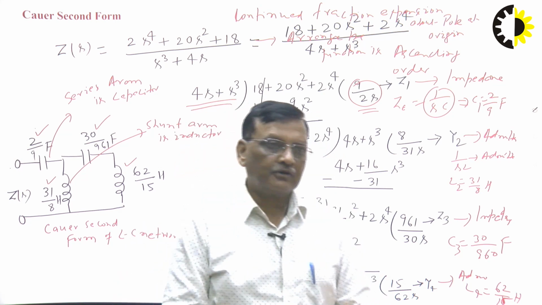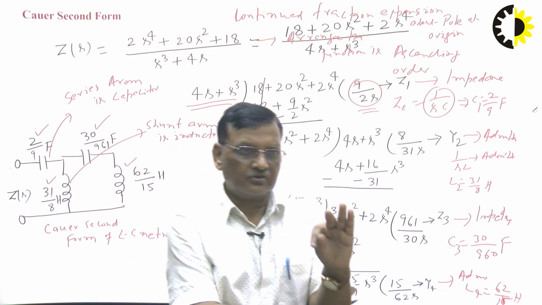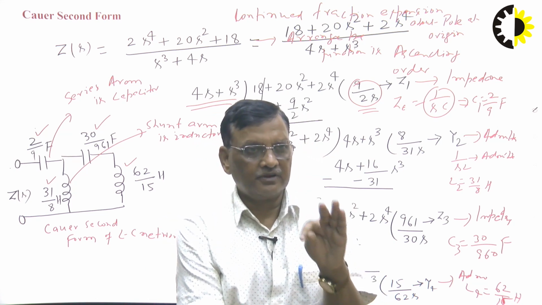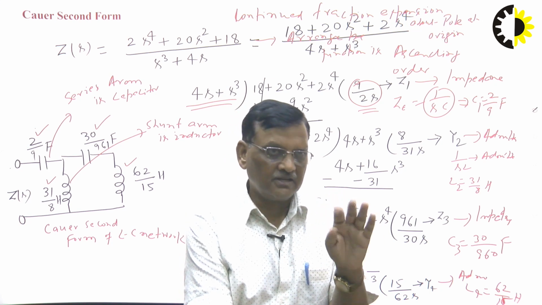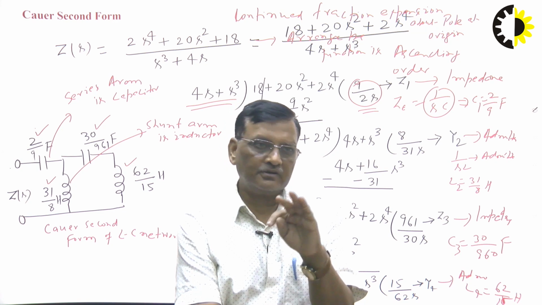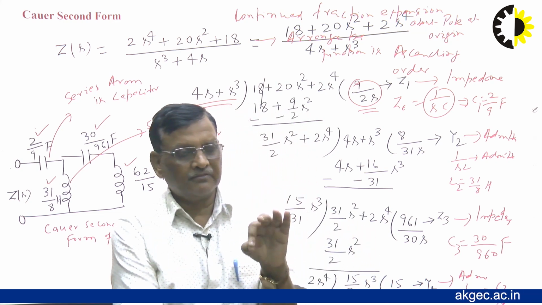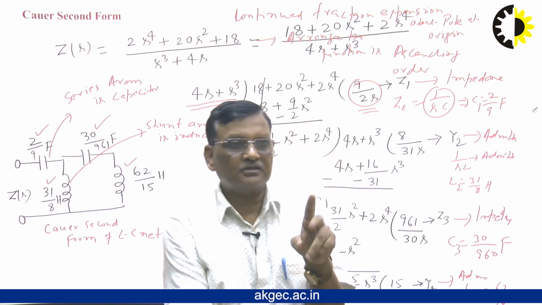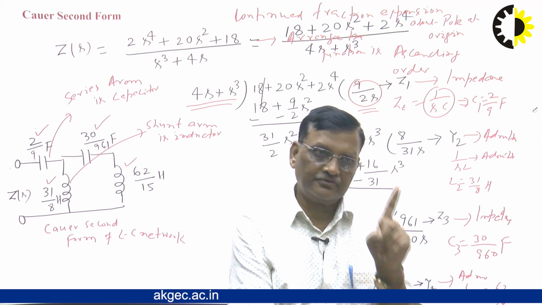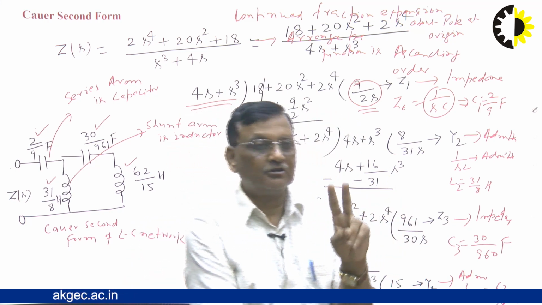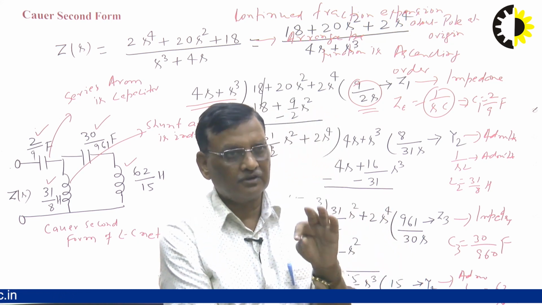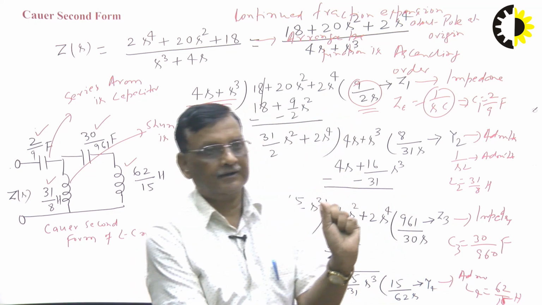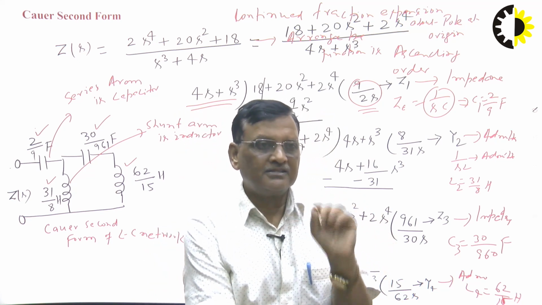So for the LC network we have discussed four forms: Foster first form, Foster second form, Cauer first form, Cauer second form. If the function is impedance, we go for Foster first. If the function is admittance, we go for Foster second. If the given function is admittance and you are required to find Foster first, then you have to make the function impedance. If the given function is impedance and you are required to find Foster second, then you have to invert the function to make it admittance. And the technique is partial fraction expansion, nothing else.